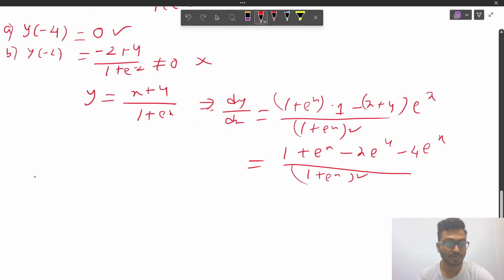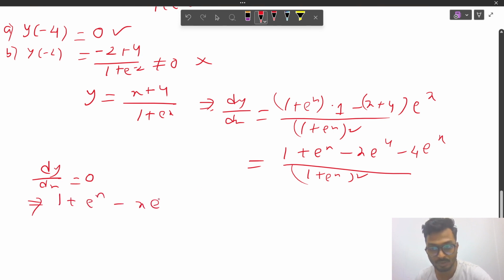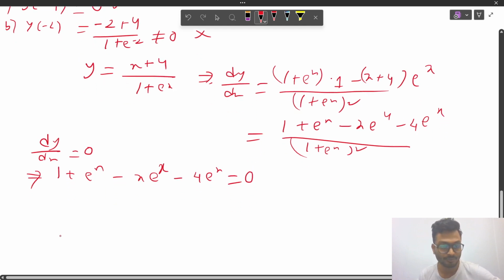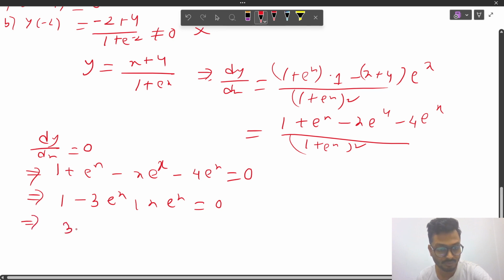So we know that for a critical point dy/dx equals 0, right? So dy/dx equals 0 means 1 + e^x - x e^x - 4 e^x equals 0. So this implies 1 - 3 e^x - x e^x equals 0. So we can write (3 + x) e^x = 1.